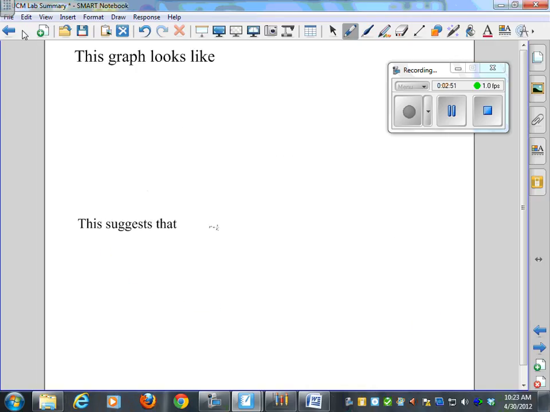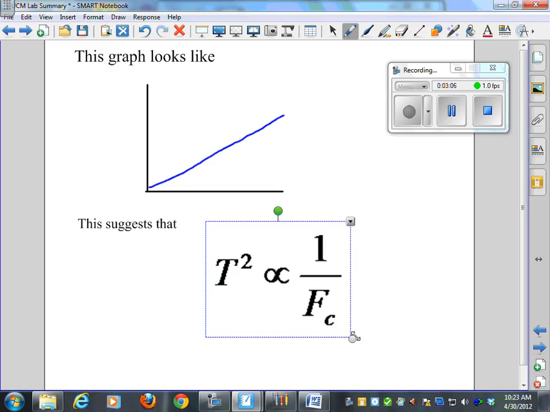And then when you graphed the next one, did it straighten out? What sound did it make, Stefan? Very nice. All right, so this suggests that the relationship between them is T squared is proportional to 1 over Fc. That's an important part. In other words, the square of the period changes inversely with the centripetal force.